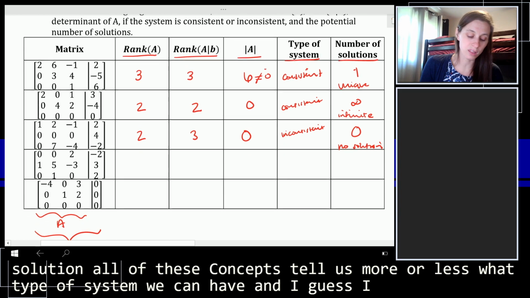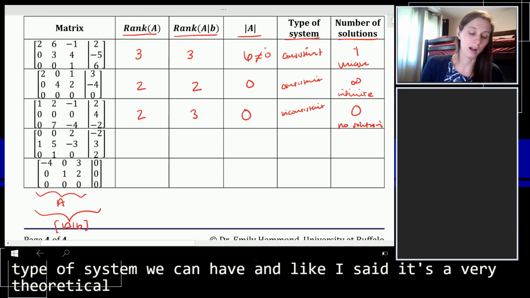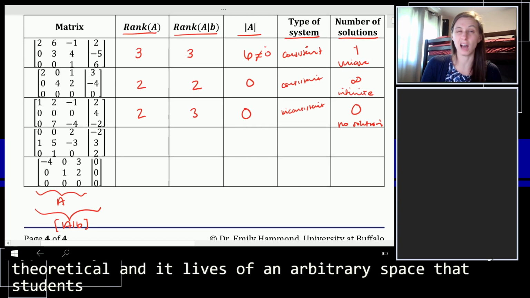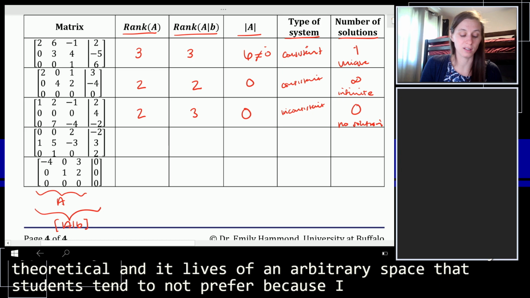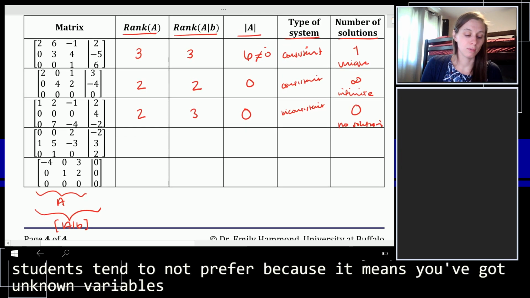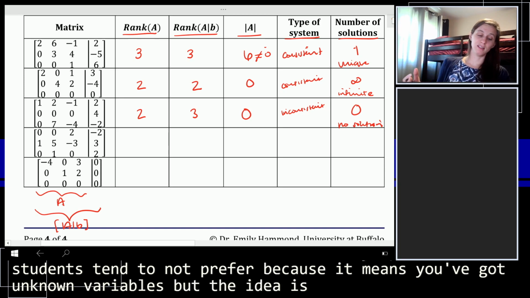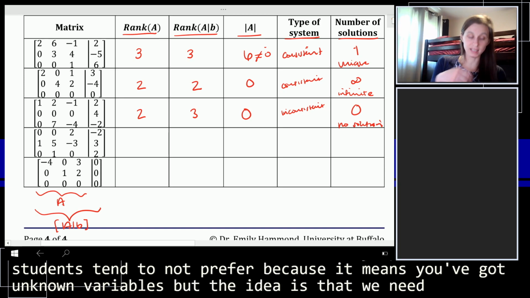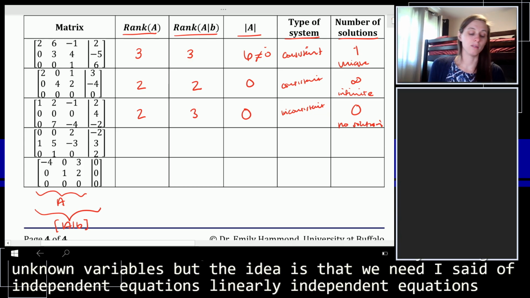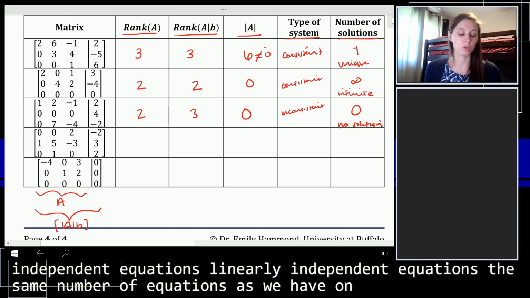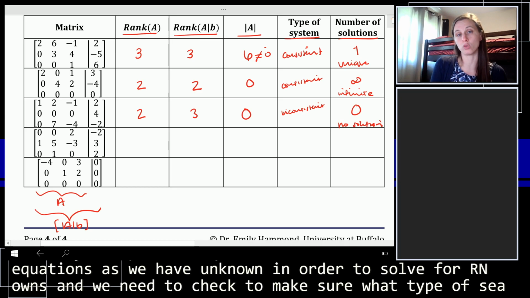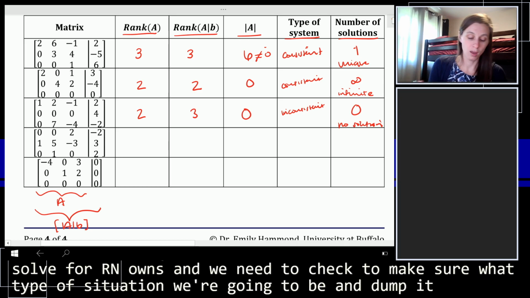And like I said, it's very theoretical. And it lives in that arbitrary space that students tend to not prefer because it means you've got unknown variables. But the idea is that we need a set of independent, linearly independent equations, the same number of equations as we have unknowns in order to solve for our unknowns, and we need to check to make sure what type of situation we're going to end up in. Okay.